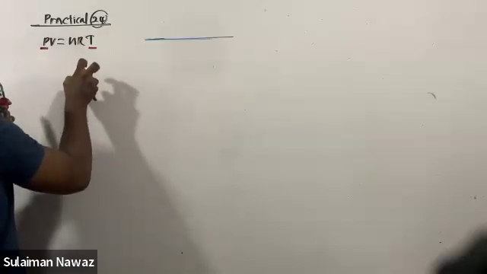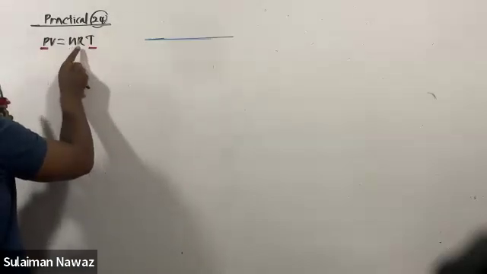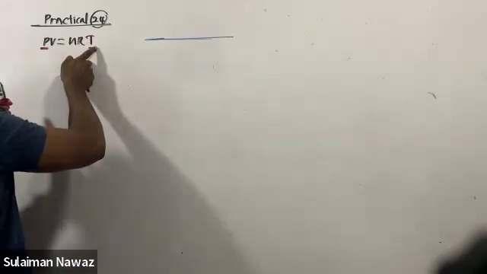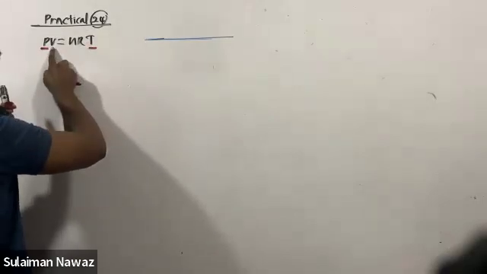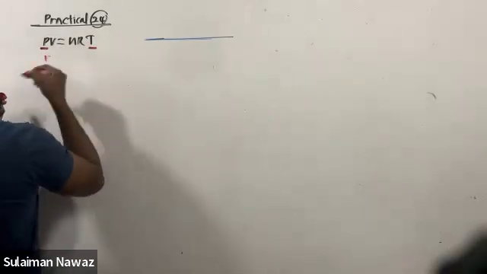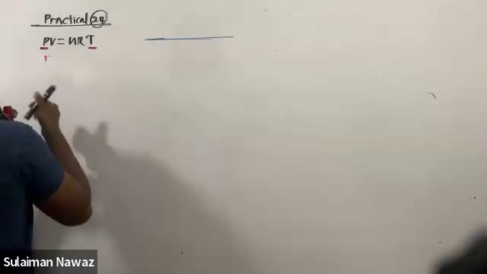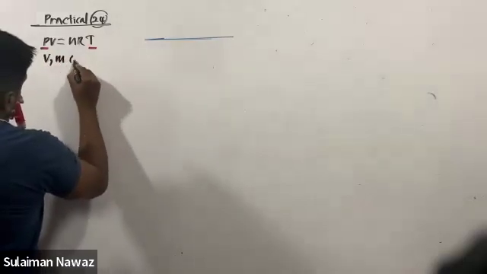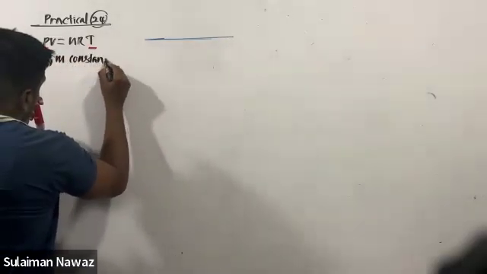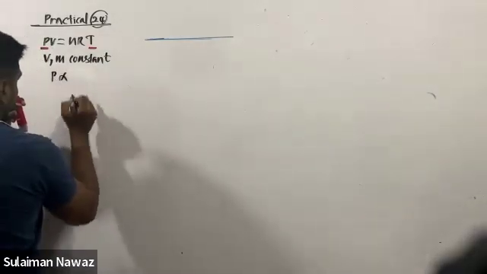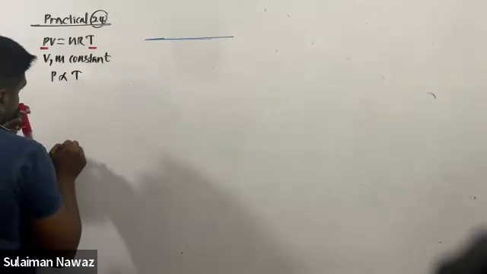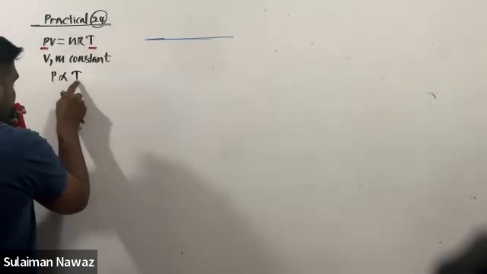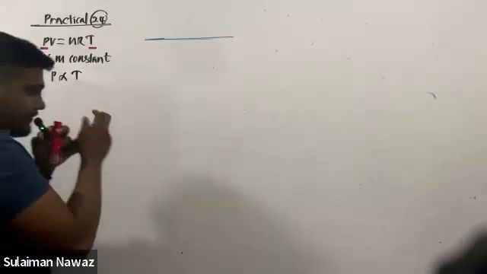For a certain amount of gas, simply n is a constant, R is a constant. What type of relationship between pressure and absolute temperature when you maintain volume constant? If you maintain volume constant and the mass of that gas sample is constant, then we can tell that pressure is directly proportional to absolute temperature. When absolute temperature increases, pressure of the gas increases. When absolute temperature decreases, pressure of the gas decreases.